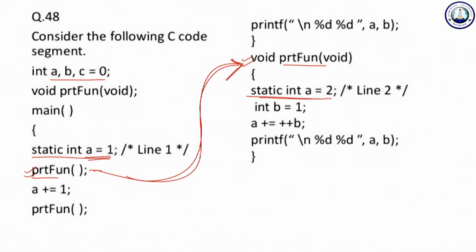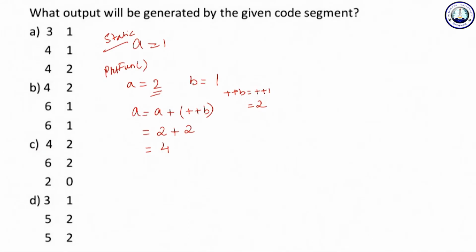After that printf A B. So, what is the value of A and what is the value of B? The value of A is equal to 4 and the value of B is equal to 2. So, your printf will print A B, 4 2. This is the first output.